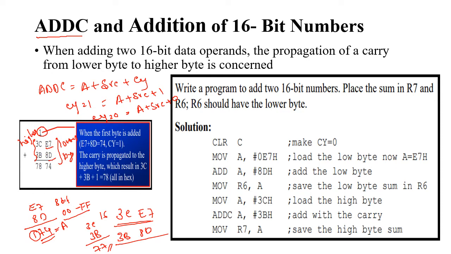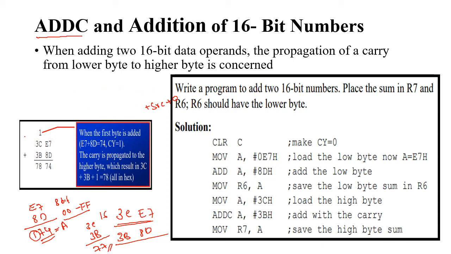Okay, now we will get back to the previous example. The same example here. First, when you use the ADD instruction, ADD A comma R0, consider that A has the value E7 and R0 has the value 8D. When you add this, the result you get is 174.